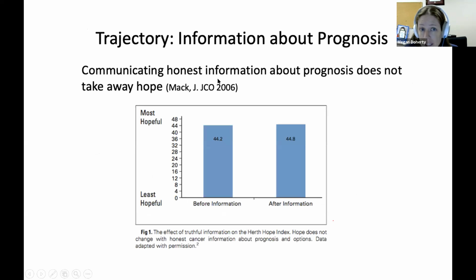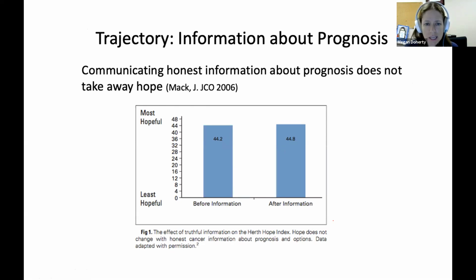This is a very important slide because most people think that if we give honest information, then children and families will give up hope and the child will die sooner. But we know that's not the case from the research. If we give honest information, people have the same amount of hope.